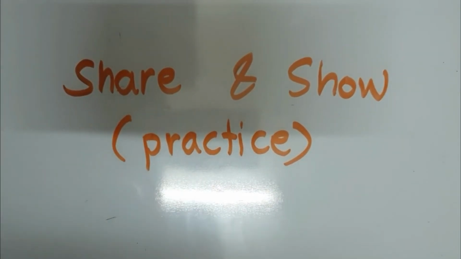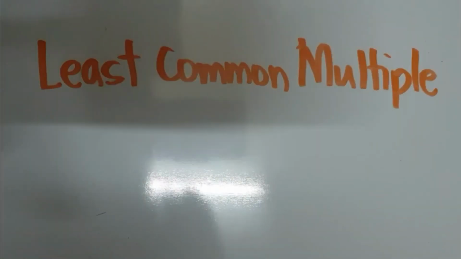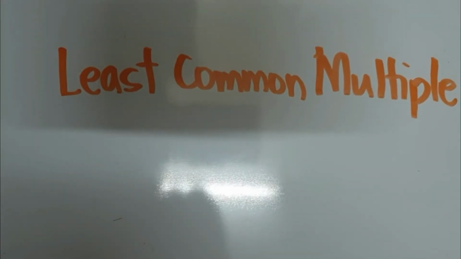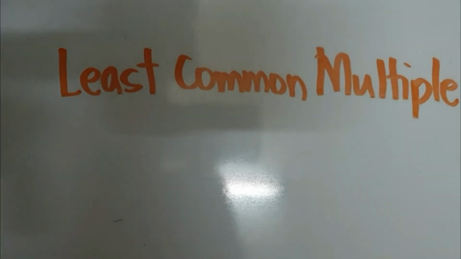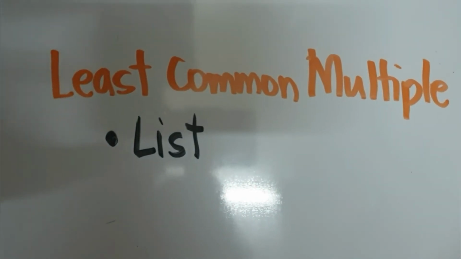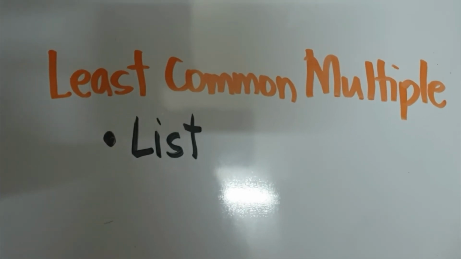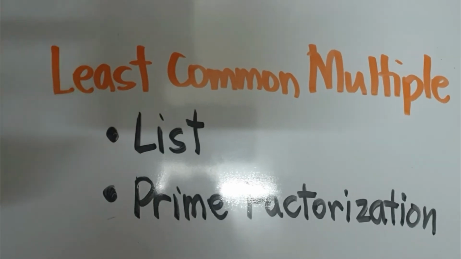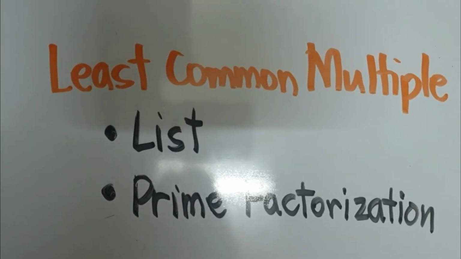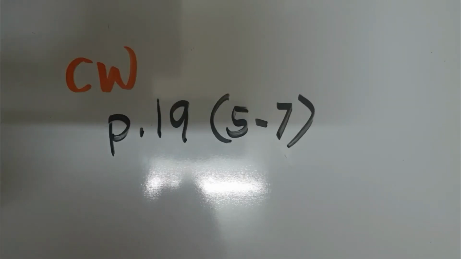So just like the previous lessons, you can use share and show for your practice. So to find the least common multiple of numbers, we use different methods. We can use a list, or listing the multiples of the number, starting with the given number. Or we can also use prime factorization.